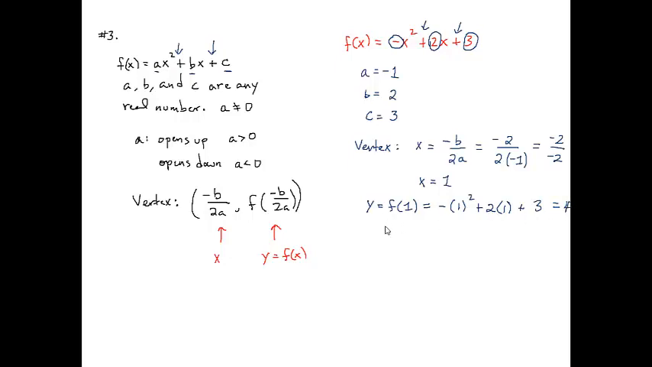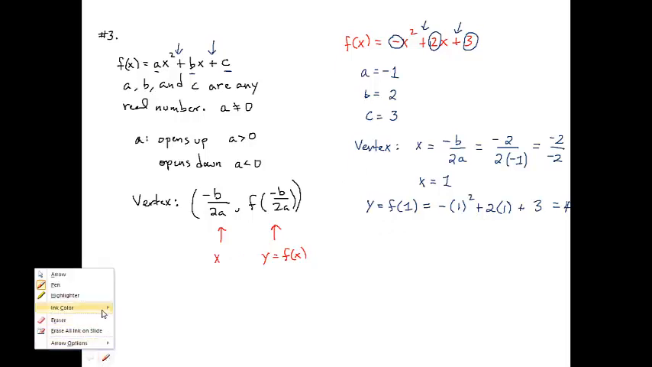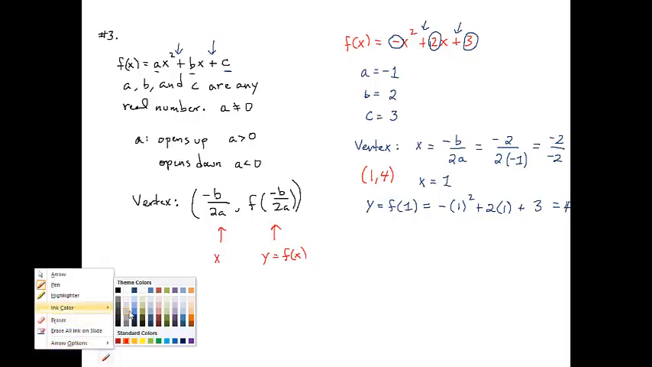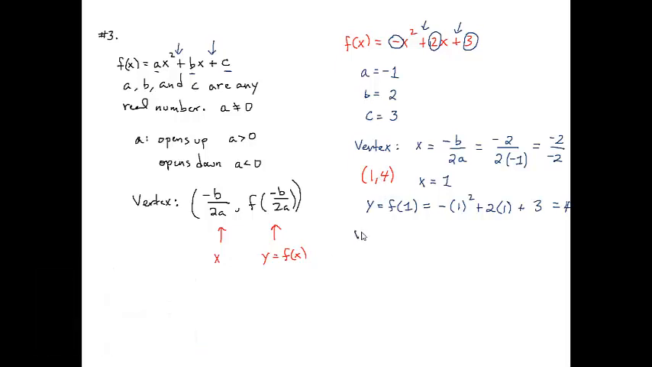So the vertex is at the point 1, 4. Good. Let's find our intercepts. And let's go ahead and start with our y-intercept. Everywhere I see an x, it will be 0.